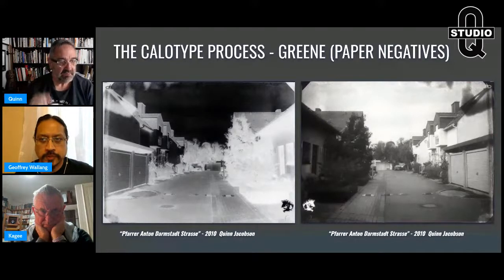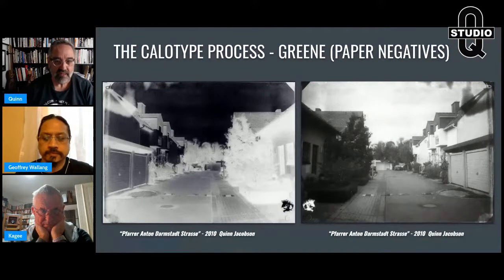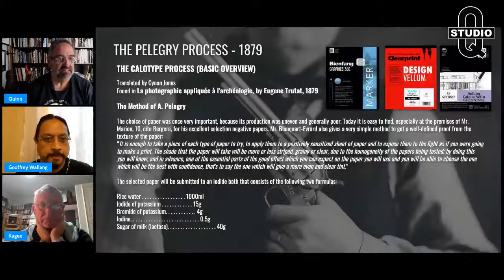I didn't have time to compile all that this week. And after looking at it, the Pelegry process is probably better for most people anyway. But you can look at that in Green's book. That's the example of his stuff.